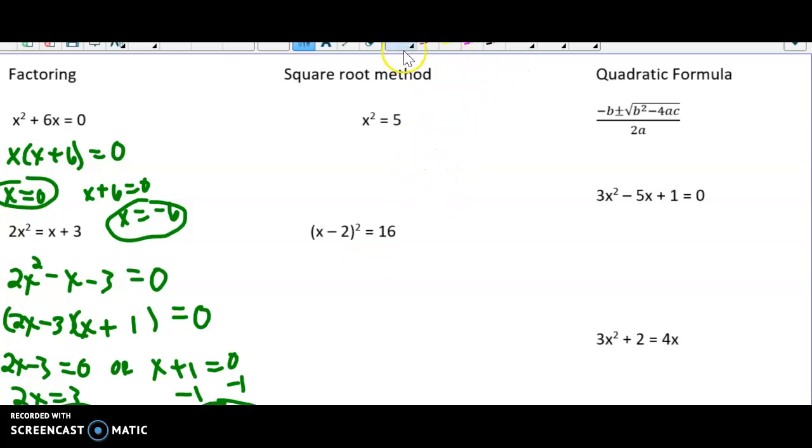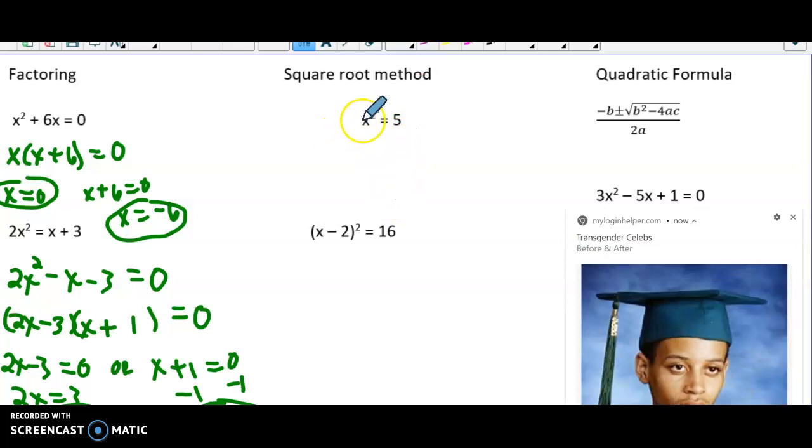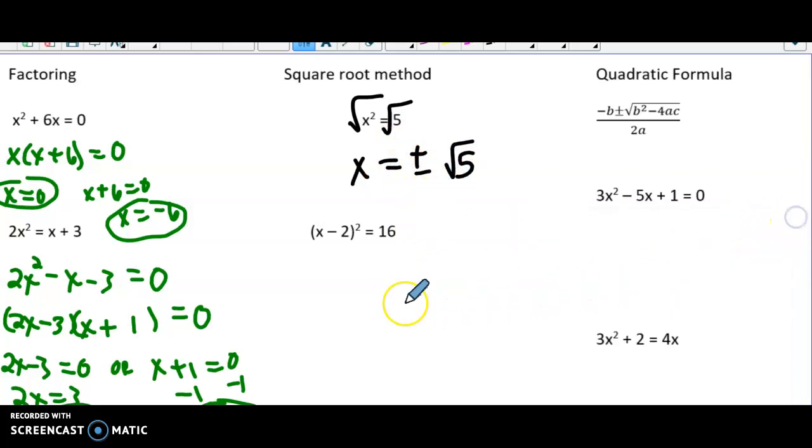Another way to solve a quadratic is simply by the square root method. If I see an x squared or something squared by itself, I'm just going to take the square root of both sides. As long as I remember, of course, that when I take the square root, the answer is plus or minus square root. So I have square root of 5 or negative square root of 5 are my two answers. x is the square root of 5 or x is negative square root of 5.